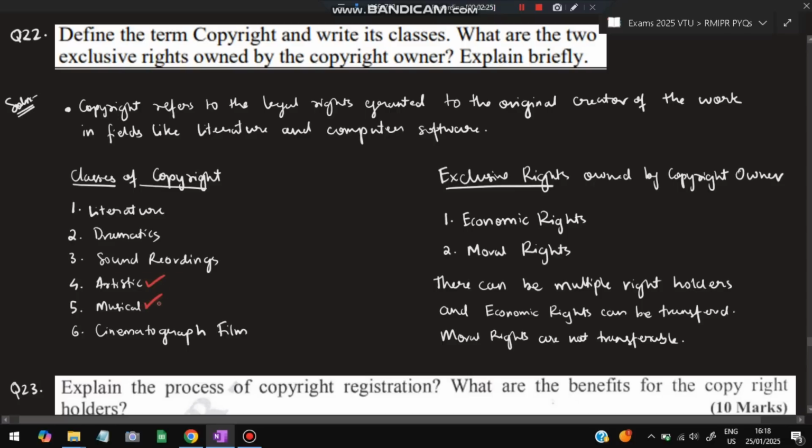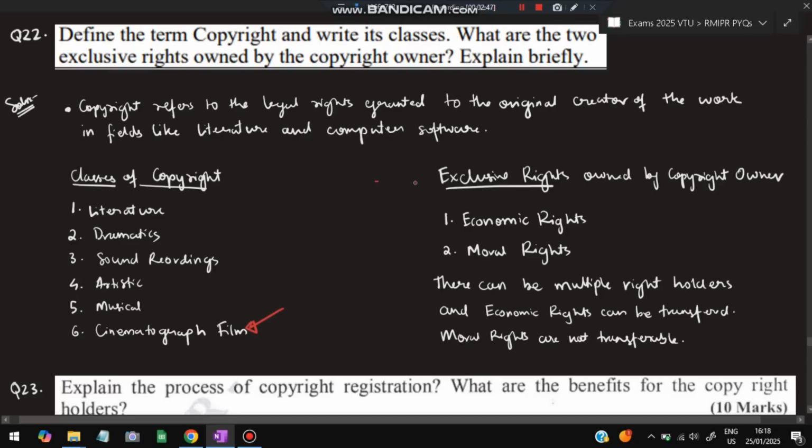Musical works are musical notations, excluding any words or actions spoken, and protection applies even if it is not written down. Cinematograph film is a visual recording created through any medium, including motion pictures, TV programs, and visual recordings with sound. All of these come under the classes of copyright.